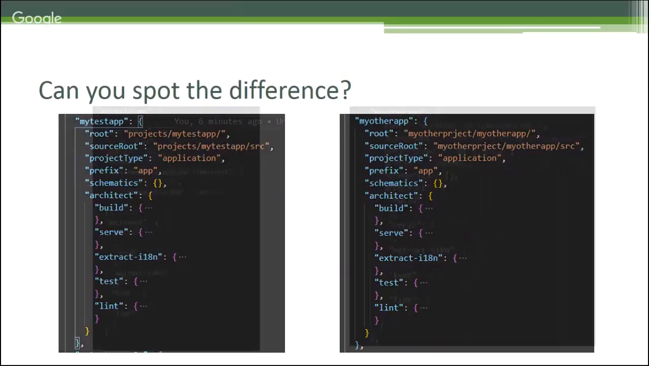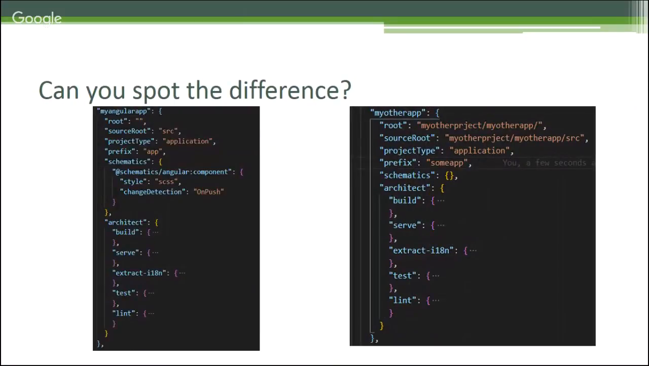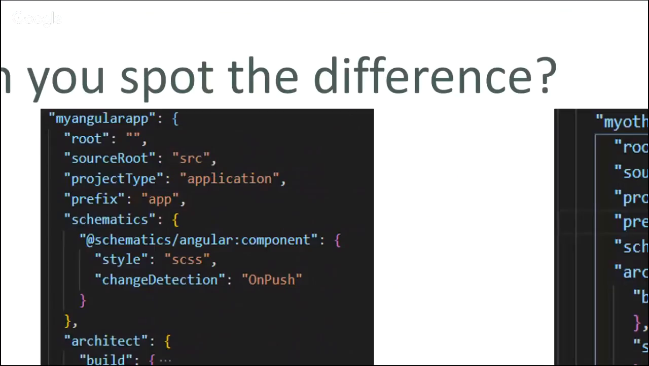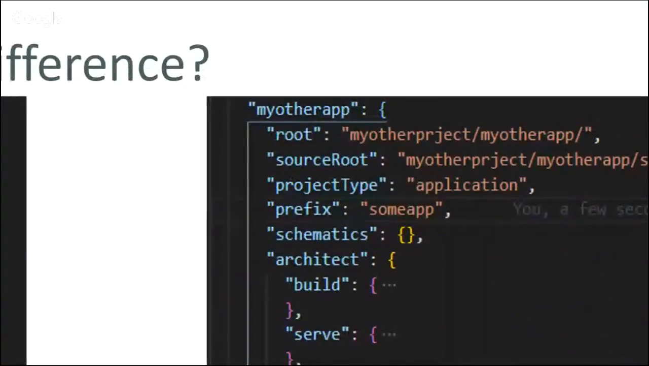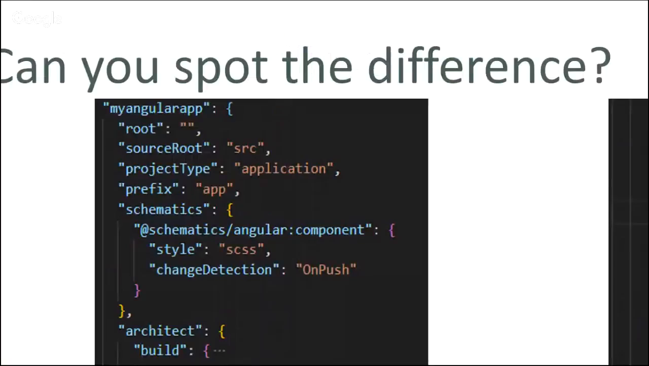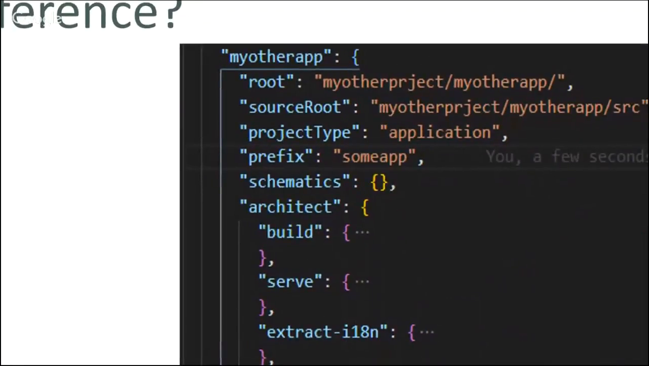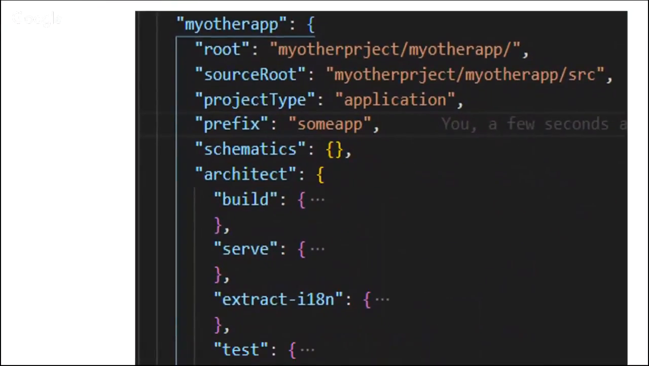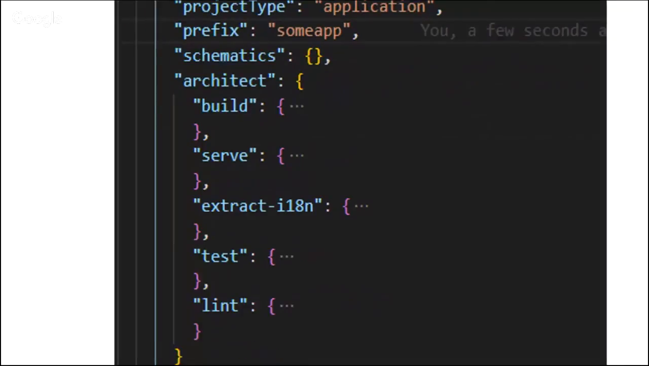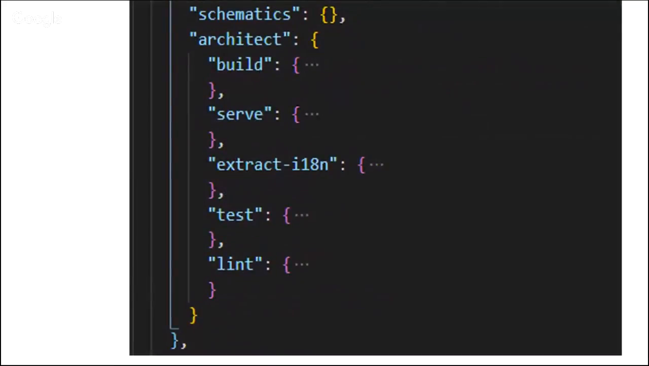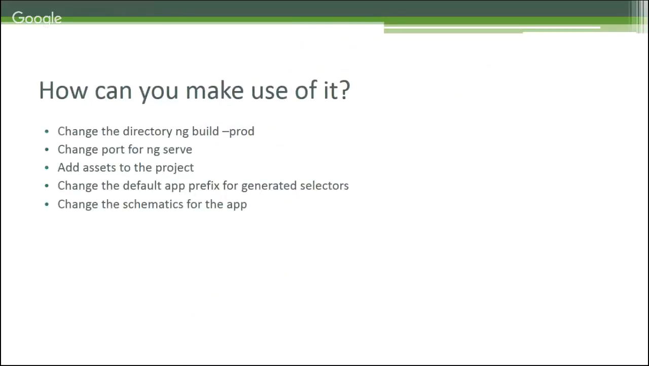Okay. So the last one is this. This one is a bit more challenging. Can you spot the difference between them? This is the initial project generated, the first one, and that one is the other one. And then it has a different prefix. Yes. So when you are creating a new component with this one, it has to be prefixed with this. So that's all for this part. And then, how can you make use of it?